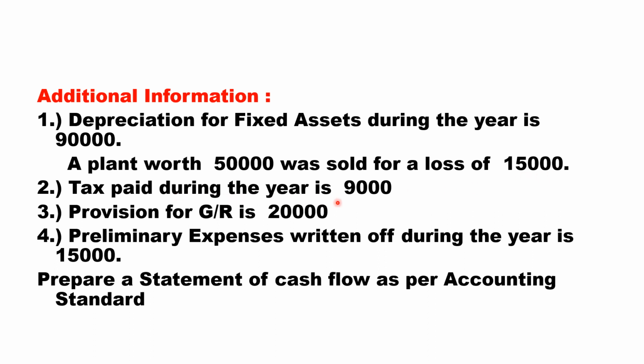Tax paid during the year is 9,000. So total tax paid during the year is 9,000. It will come in provision for tax account and investing activity.